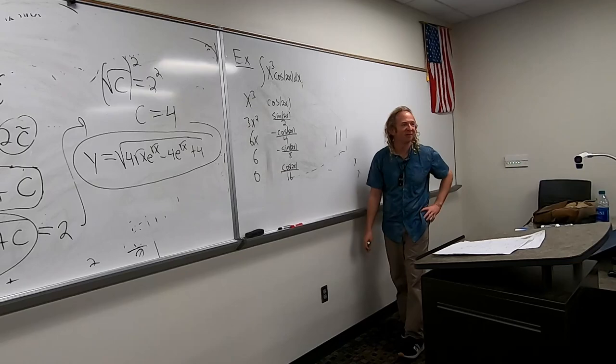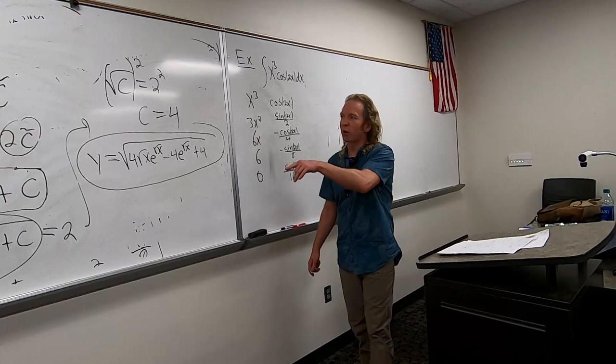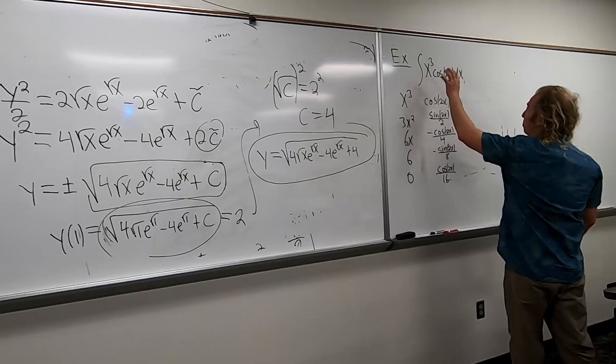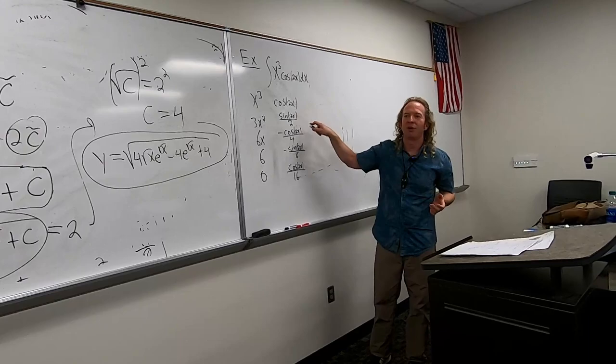Let me go over it again. It's worth doing. This is extremely useful. There's one in the homework where you have to use parts, like tabular won't work, right? All right, so you pick the piece that after repeated differentiation is eventually zero, and then you just keep differentiating it. And then you pick the other piece, and then you just keep integrating it.